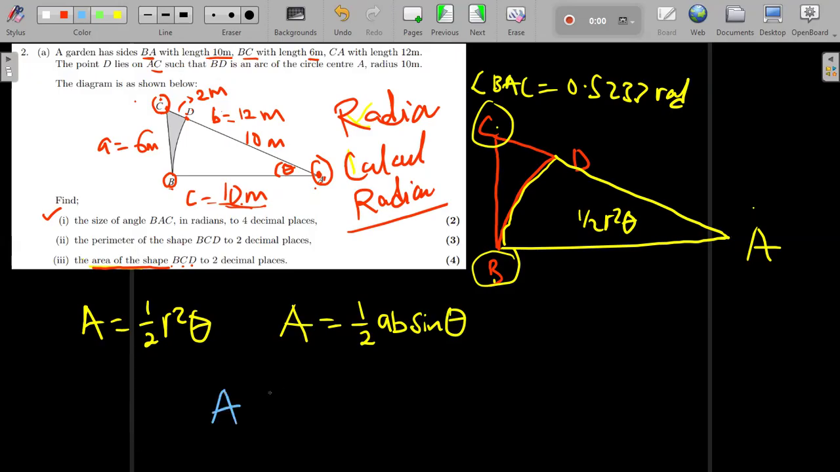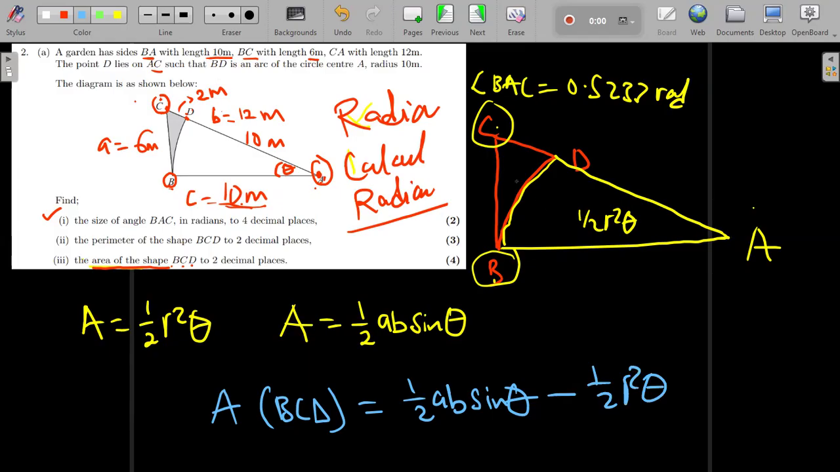So to find the area of this red part here, we are just going to say the area of the shape BCD is equal to the area of the triangle, which is half AB sine theta, minus half r squared theta. We're just going to subtract the yellow part from the area of this whole triangle. If we remove this yellow part, we're going to remain with the area of this part here, right? If you have any questions, feel free to ask. So we are going to use this formula to calculate the area of this part where I've put my blue dots. All right, so let's calculate.